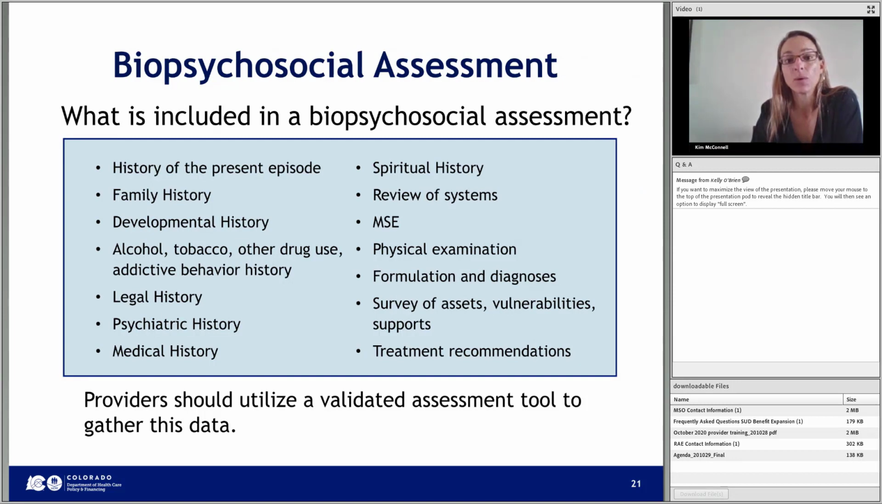So for the biopsychosocial assessment, what are the areas of data that are collected on the client? You can see here history of the present episode of substance use, family history of substance use and substance use problems, developmental history, their drug and alcohol use, tobacco use as well, legal history, psychiatric history, medical history, spiritual history, review of systems, the mental status exam, physical examination, formulation of diagnoses, survey of assets, vulnerabilities, and supports, so the things that may mitigate the problems, and treatment recommendations. Providers should use an assessment tool that's validated to gather that information.